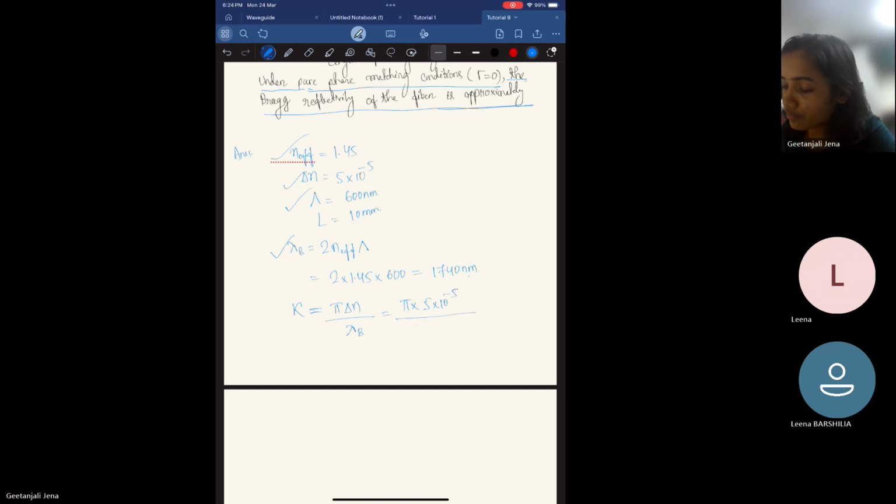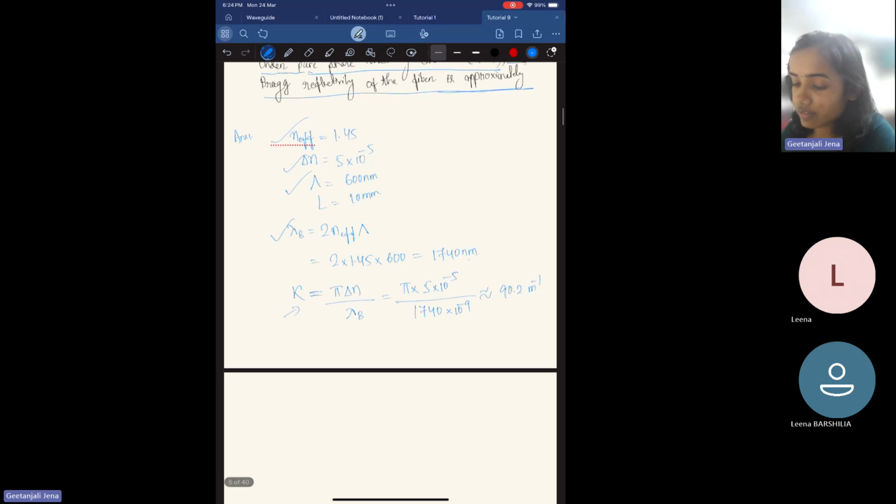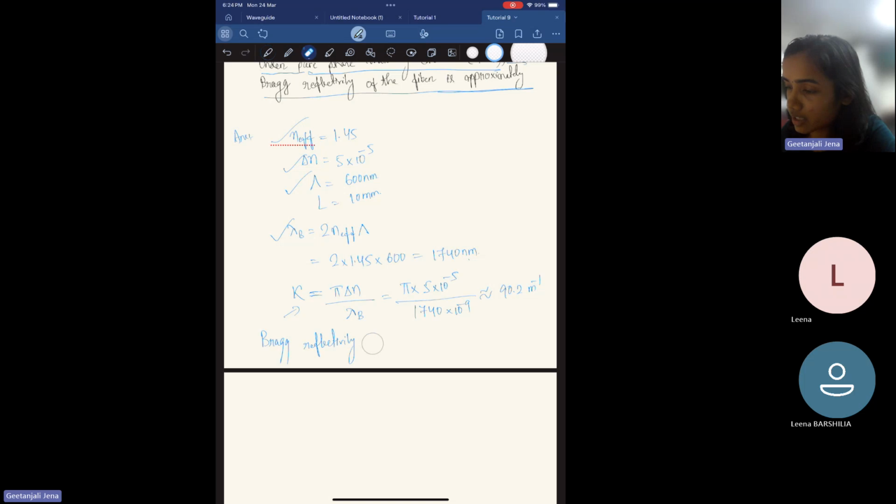is 1740 nanometer. So this will give a value of 90.2 meter inverse. So we know what kappa is now. That means we can easily calculate the value of the Bragg reflectivity. So for the Bragg reflectivity, kappa is already given. We have calculated it.